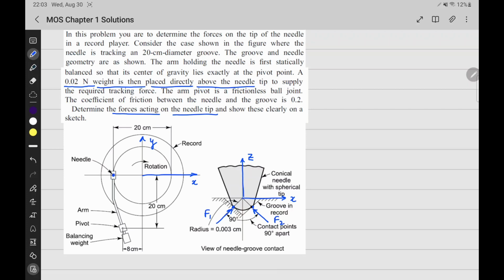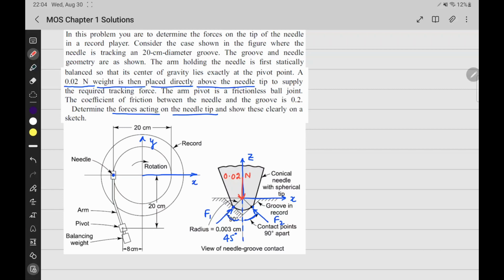Otherwise we can do the free body diagram and the x components will cancel each other. From that we can find out this F1 is equal to F2. Now this angle right here is going to be 45 degrees because the total angle is 90. Now the weight that is placed on top will be acting downwards here, and which is 0.02 newtons.